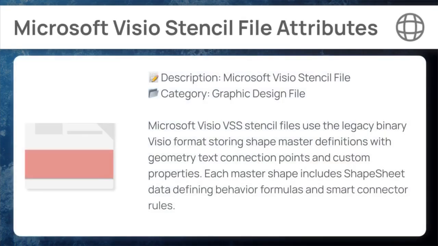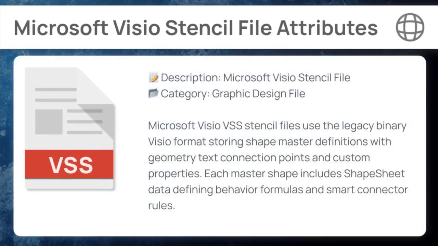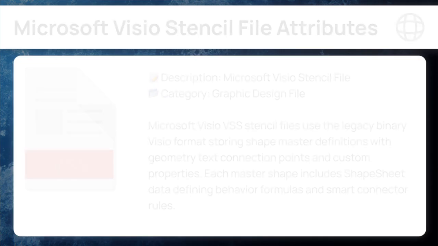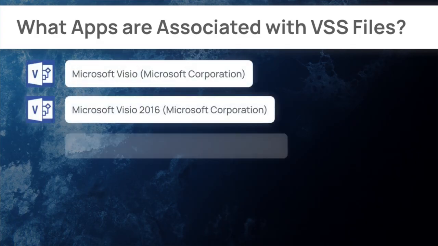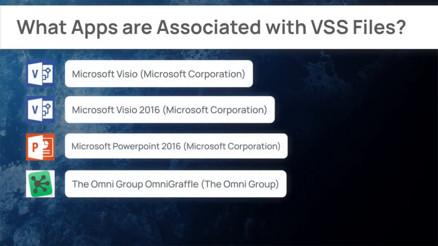Microsoft Visio VSS stencil files use the legacy binary Visio format, storing shape master definitions with geometry, text, connection points, and custom properties. Each master shape includes ShapeSheet data, defining behavior formulas and smart connector rules. The proper file association links VSS directly to the Microsoft Visio solution by Microsoft Corporation.